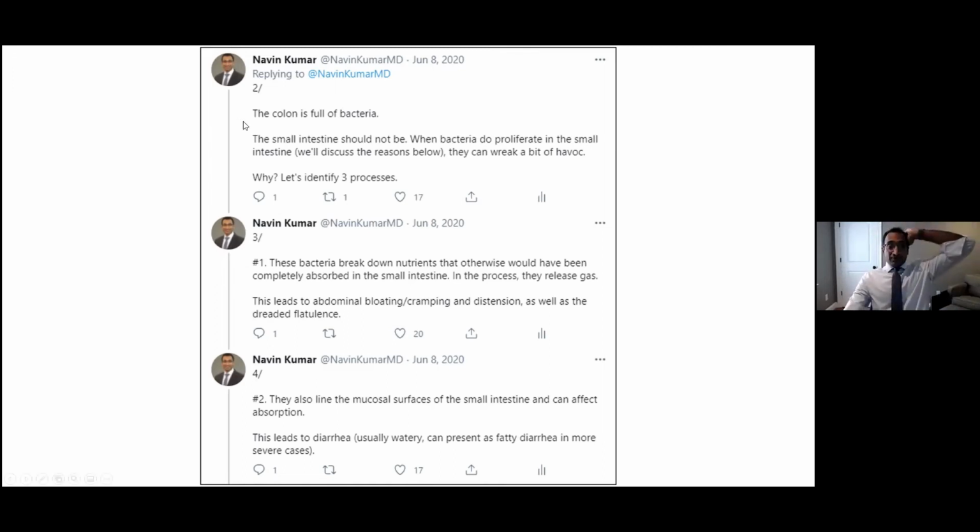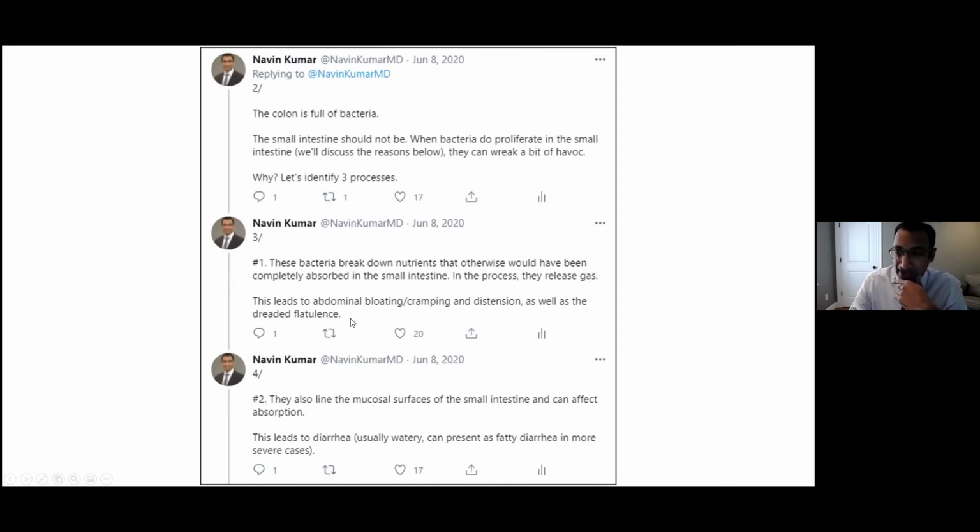So, first tweet: the colon is full of bacteria. The small intestine should not be. So when bacteria start proliferating in the small intestine, that can cause some issues. So why? So that leads to the next tweet. Let's identify these processes. So one is the bacteria now in the small intestine are breaking down what otherwise would have been completely absorbed. In that process of breakdown, they release gas. That gas leads to bloating, cramping, distension.